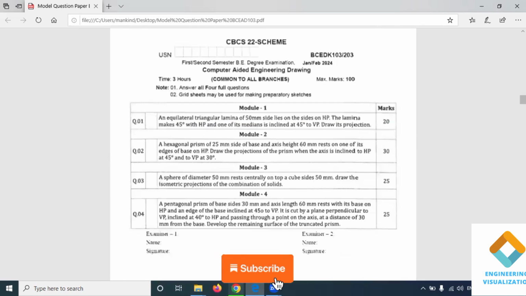You can see: an equilateral triangle lamina of sides 50 mm lies with one of its sides on HP. The lamina makes 45 degrees to HP and one of its medians is inclined at 45 degrees to VP. Here the angle of inclination is given with respect to the median, which means it is a beta angle problem. In this problem they have considered 50 mm, but for showing purposes I will take 25 mm and then construct. I will show it in the SolidEdge software.